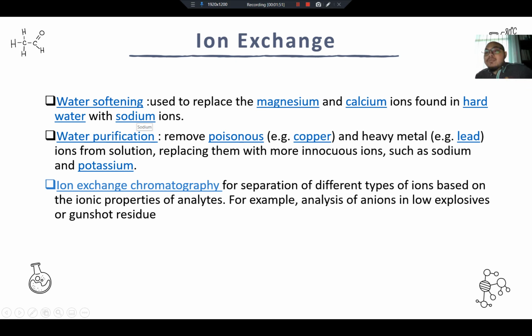So you guys already did the titration process, right? If I'm not mistaken, titration, right? Okay, so you can also do the water purification, remove poisonous heavy metal, by replacing them with more non-heavy metal or non-poisonous ions such as sodium and potassium. And it's also applied in the ion exchange chromatography. So we're supposed to have the title over here, the application of the ion exchange, supposedly, yeah. But it's not there. You can write it, okay.